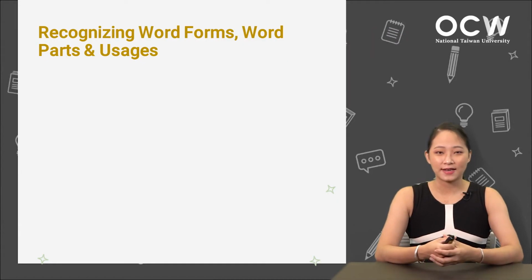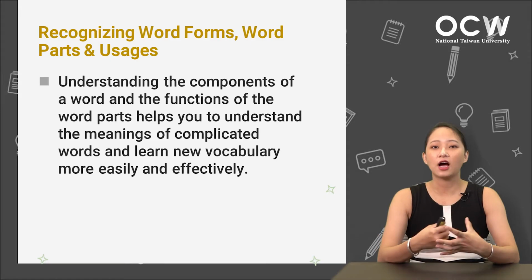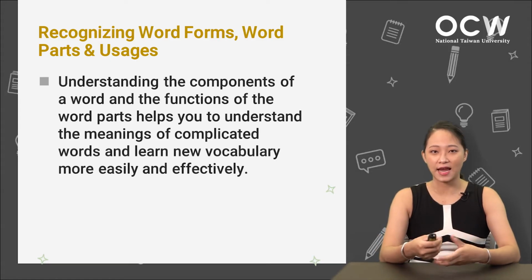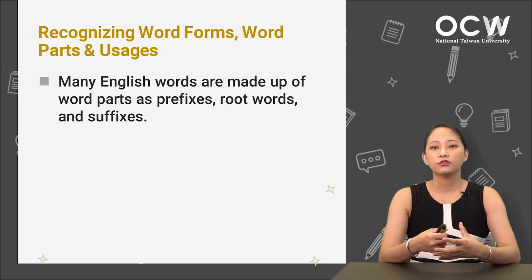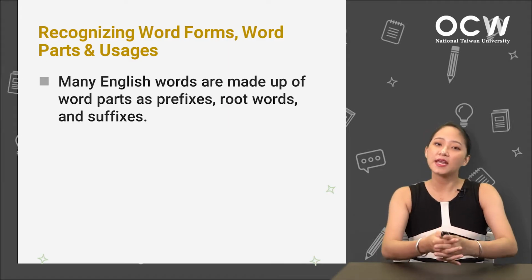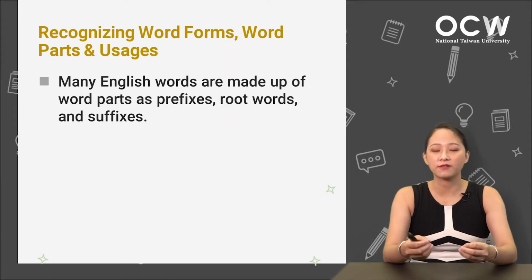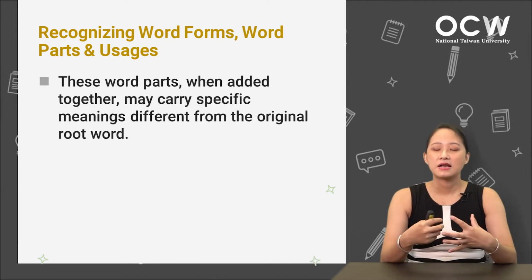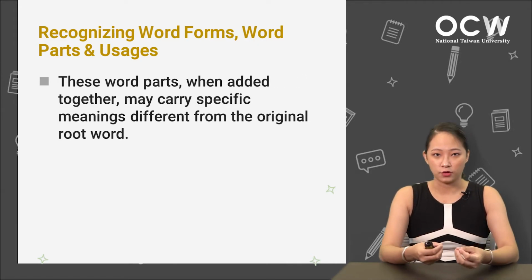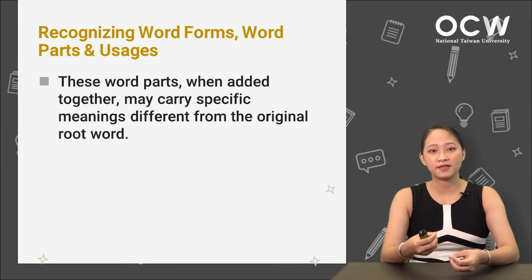When we are recognizing different word forms, word parts, and different usages, essentially what we're talking about is understanding the components of a word and their function, to allow us to understand the meaning of a particular word more easily and more effectively. What we need to know is that in many English words, a word is made of prefixes, a root word, and suffixes. When these different parts of the word are put together, they create different meanings.